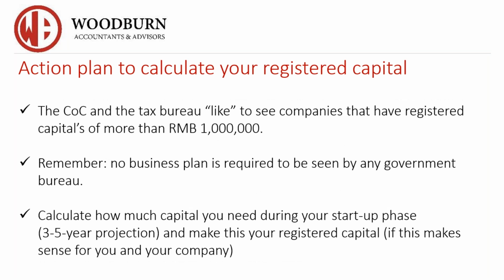So what is your action plan? This is your action plan. First of all, I just want to highlight one thing, is that the Administration of Industry and Commerce, as well as the tax bureaus, they like to see that companies invest more than 1 million RMB. They like it. It gives them a sense of commitment to the market and a sense that they have enough funds to build up their business. If you don't have 1 million RMB to inject as registered capital, please don't do it. I'm just highlighting here what these bureaus like to see.